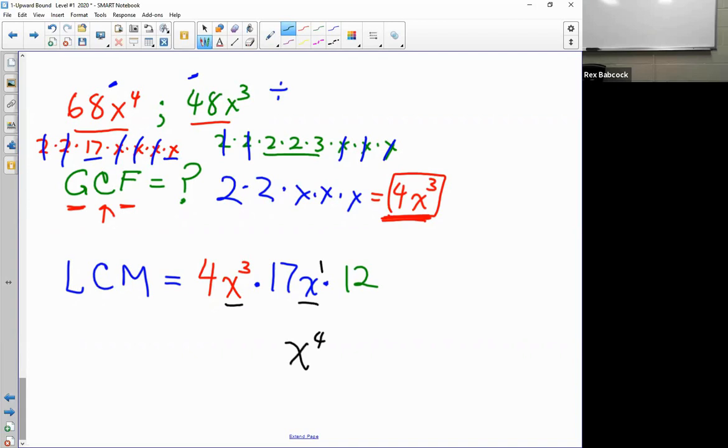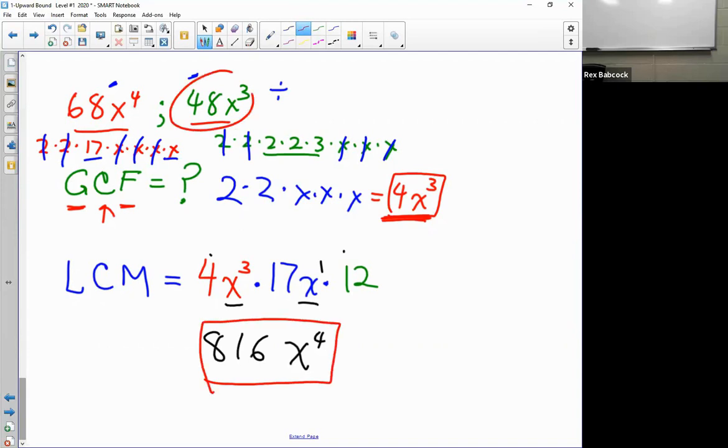And the rule is when you're multiplying, you add the exponents. And let's see, 4 times 12 is 48. Times 17 is something. 816, I think. You might want to check my arithmetic. That means both this number and this number will divide into this number evenly. And it is the least or the smallest that they have in common.